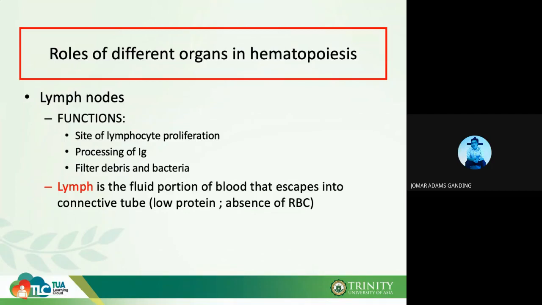It is the site of lymphocyte proliferation. Similarly to your spleen, your lymph node also is an avenue whereby B cell and T cell go there. They go there so that they will be exposed to antigen because that is the only time that they get to serve their purpose, which is becoming a plasma cell for the B cell and becoming a cytotoxic T cell or a T helper cell for the T lymphocytes. Are you getting me there?